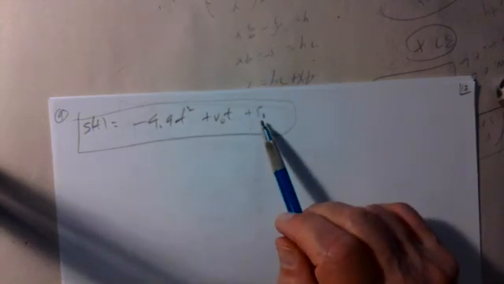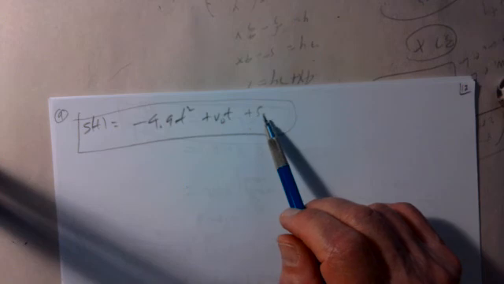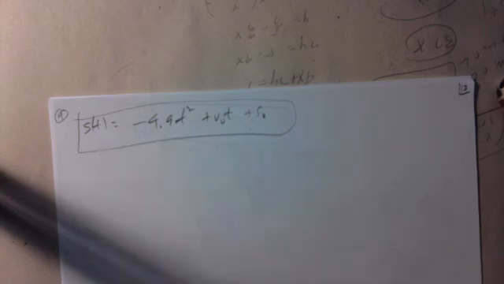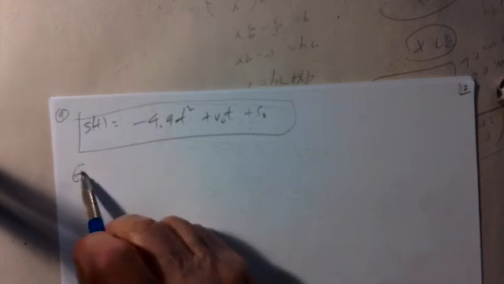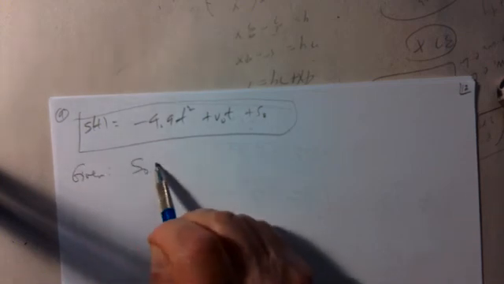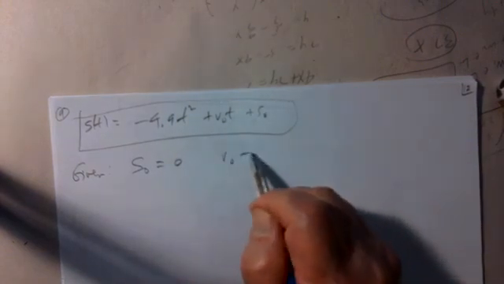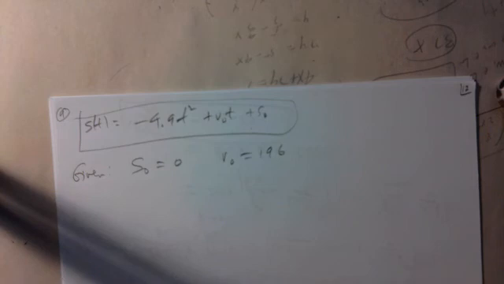If you shoot a cannonball straight up into the air, starting at a height s naught and the initial velocity v naught, the height at time t is given by this function. So in the problem we're given, it's shot from the ground, so the initial height is 0, and the initial velocity, in whatever units we're measuring, like meters per second, is 196.